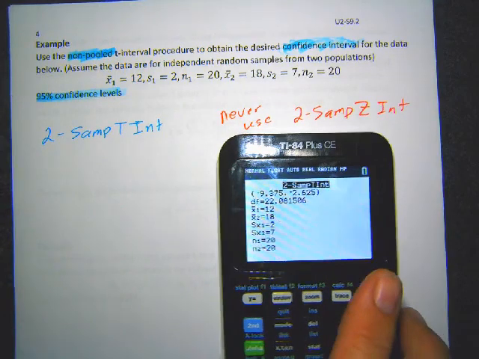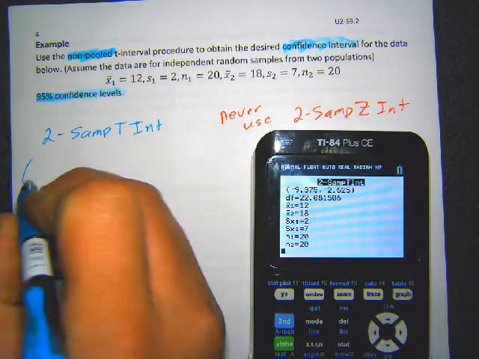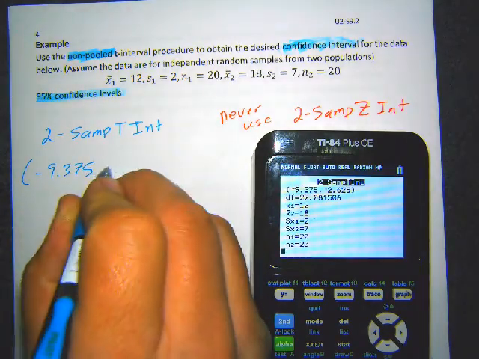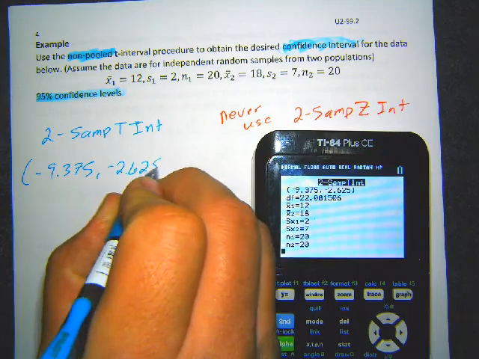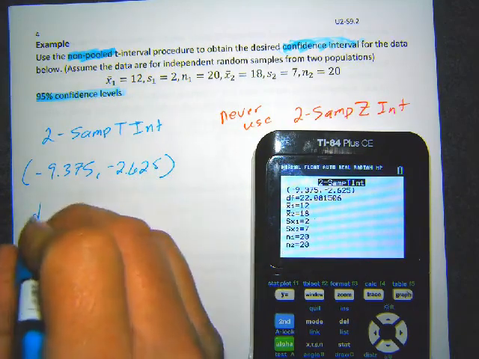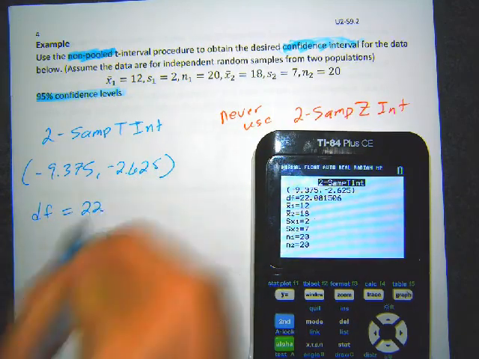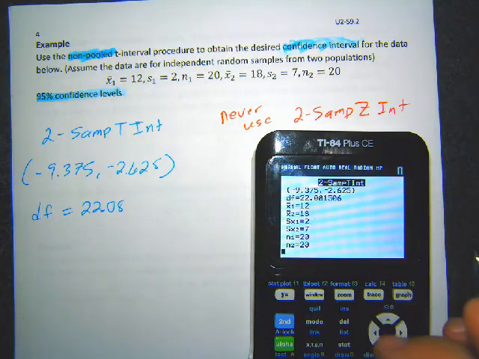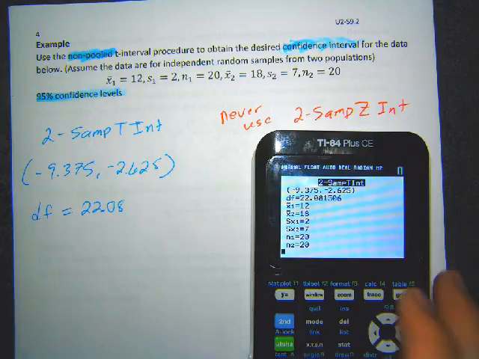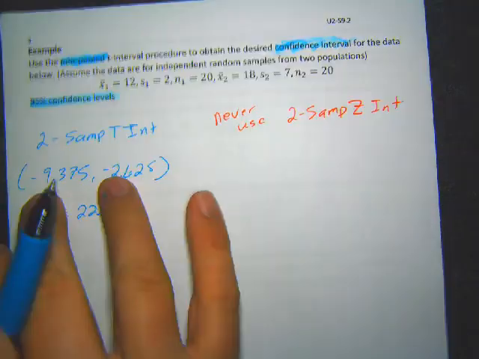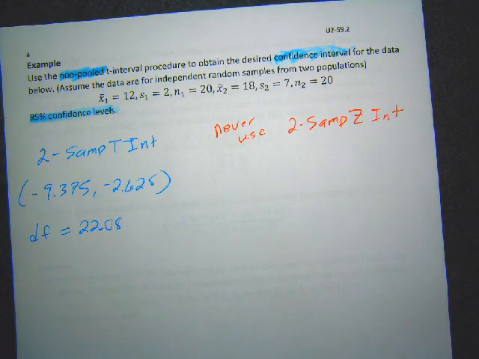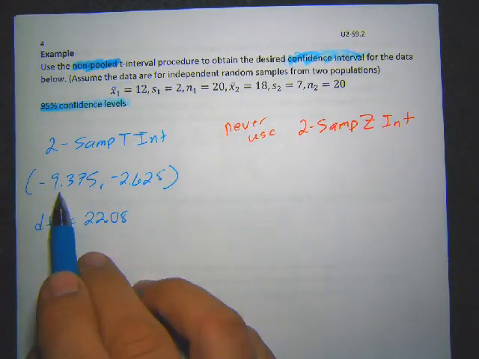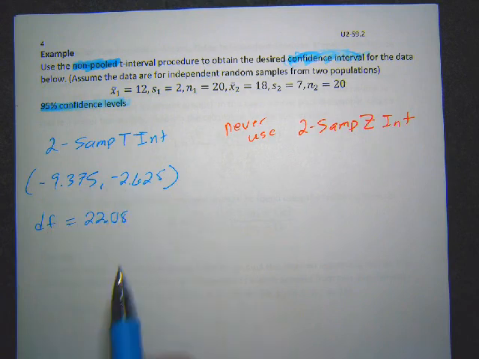And this is what it gives us. It gives us the confidence interval, so negative 9.375 to negative 2.625. That's the confidence interval we got from that. It does give you the degrees of freedom, which will be the same because it's the same formula for degrees of freedom. That's what we said in the last one. And then all the stats on there just to make sure you typed it in right. So we look at that and say, okay, this is the confidence interval. This is for the difference between the two populations. Somewhere between a 9 difference to a 2 difference.